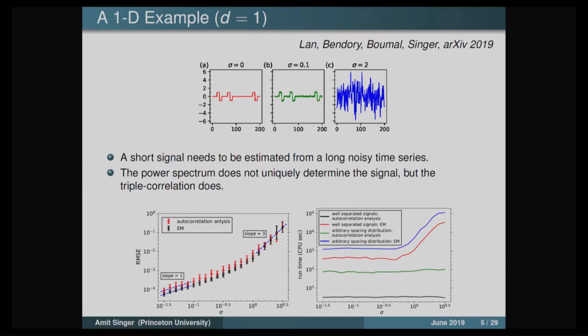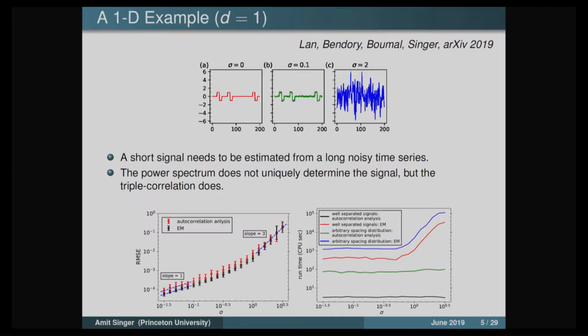Why do we get slope 1 at high SNR? Because then you're in the classical statistical estimation regime. So we know that the quality of the estimator will improve as sigma squared over n, that's the usual over t, if you think of t as the length of the time series.